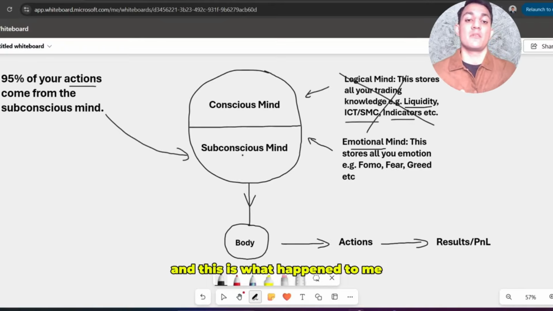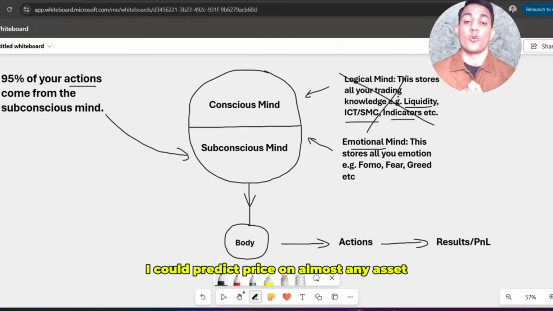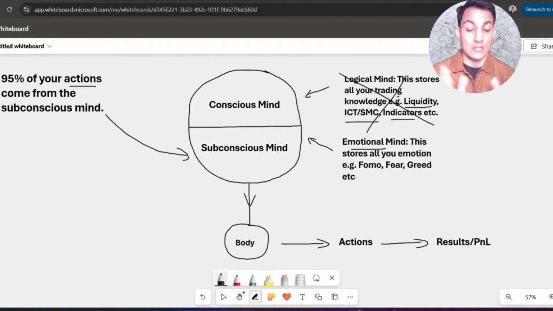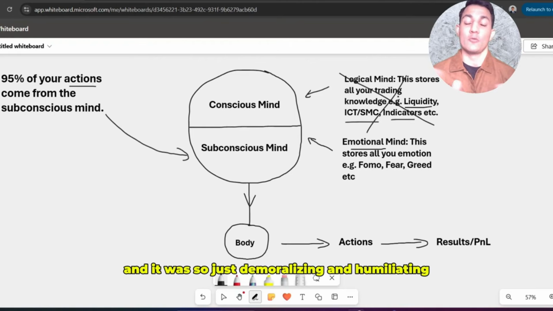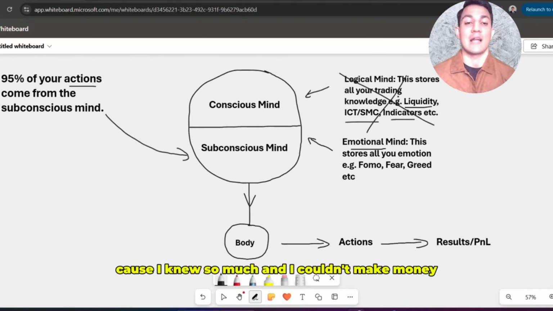And this is what happened to me. Within 2 years of trading, I had mastered technical analysis. I knew everything about liquidity. I could predict price on almost any asset, and I couldn't make money. I could not make money for 2 years. I understood trading, and for 2 extra years, I didn't make a single penny from trading. In fact, I lost so much money, and it was so demoralizing and humiliating because I knew so much and I couldn't make money.